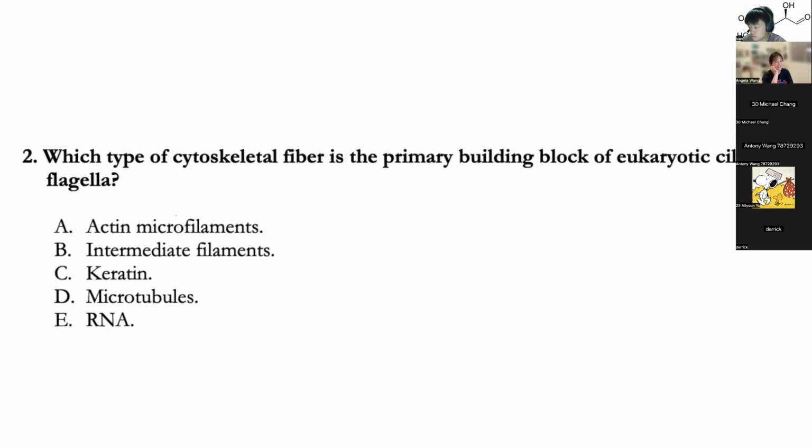So most of you put D, which is very good because if you can remember on the slides on the cytoskeleton, I literally put microtubules form cilia and flagella. So that's just something you have to know and memorize.